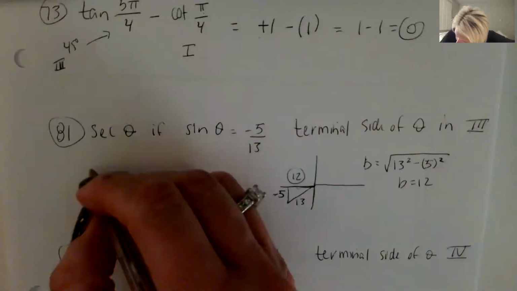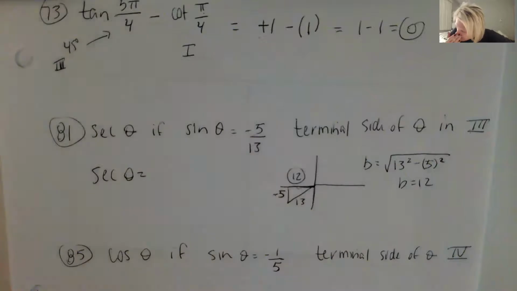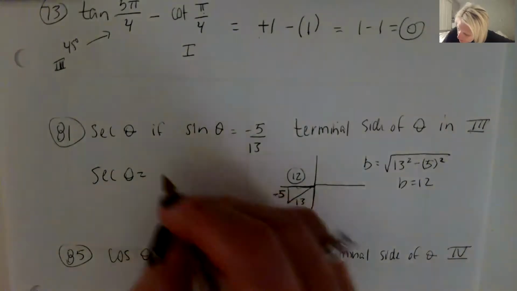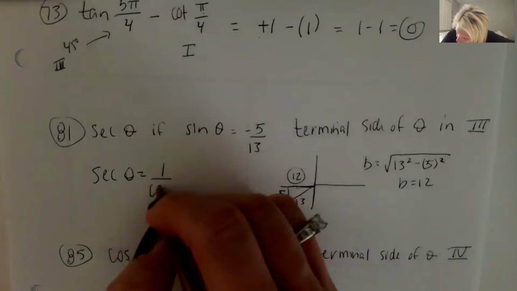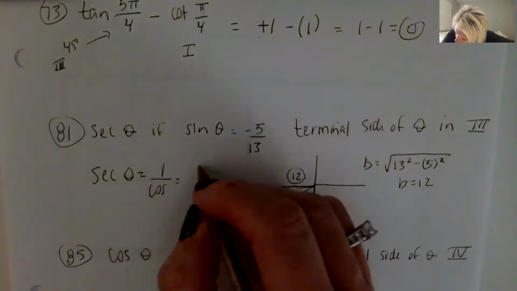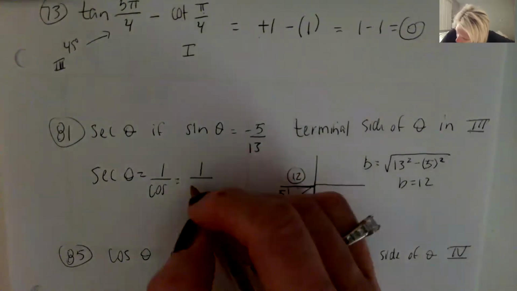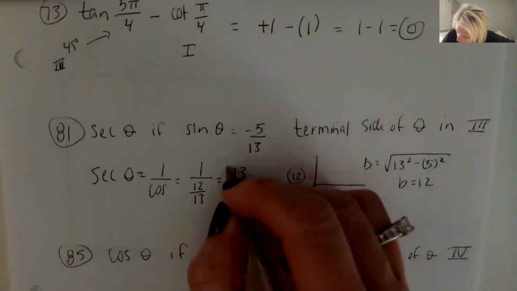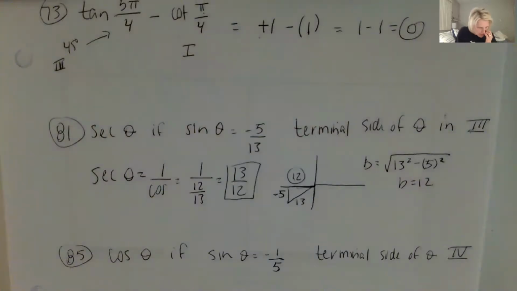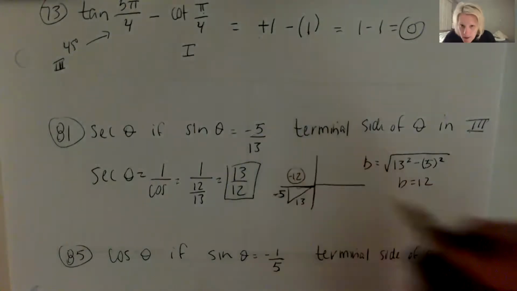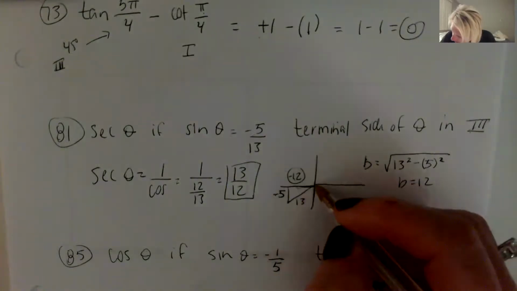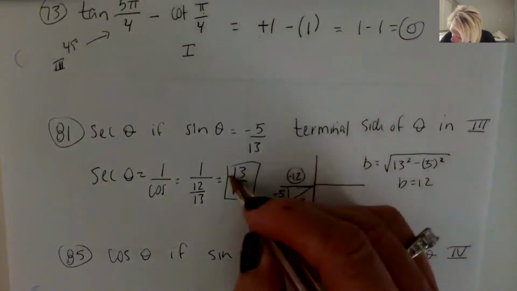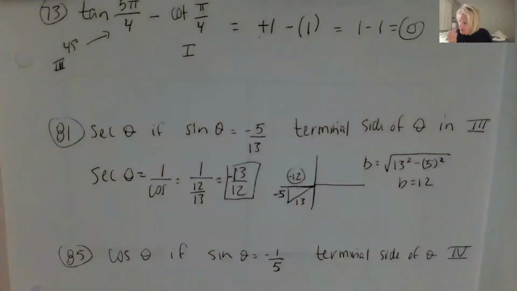And so secant of that angle is going to be 1 over cosine. Cosine is the adjacent over the hypotenuse. So it's going to be the reciprocal of that. So it should be 13/12. Oh, and cosine is a -12 because it's on that axis. So it's a -13/12. I keep forgetting to pay attention to what quadrant we're in.